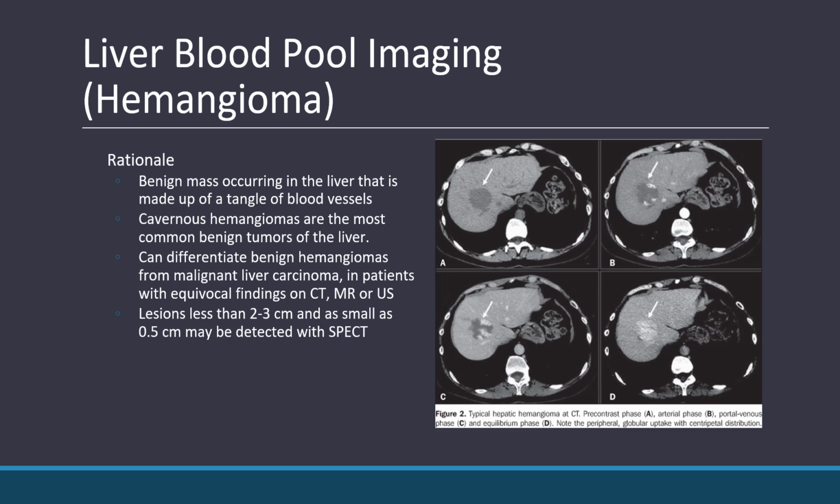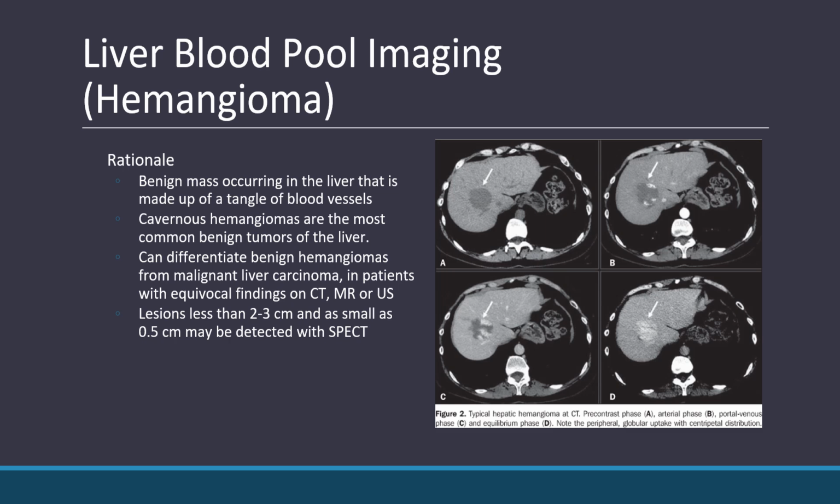This study is very important, though, because they are a little bit isodense, not a lot of contrast resolution, and not a lot of differentiation between what kind of tumor it is on a CT or an MRI. So the hemangioma study that we do in nuclear medicine is really great at differentiating between the benign hemangiomas from something more serious like a malignant liver carcinoma in patients with equivocal findings on CT, MRI, or ultrasound.